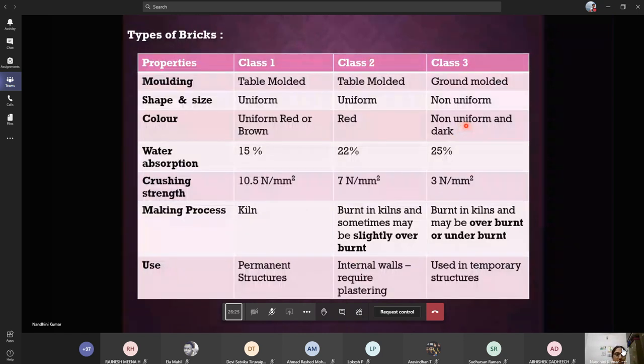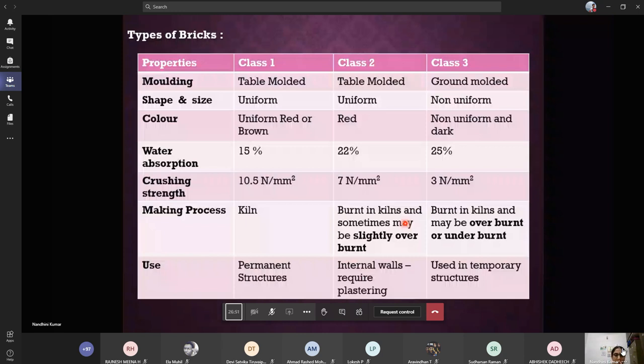The water absorption is 15 percent, 22 percent, and 25 percent. The crushing strength varies: 10.5 Newton per mm squared, 7 Newton per mm squared, and 3 Newton per mm squared. The making process is clean burnt, and sometimes it varies slightly over the burnt bricks. Over-burnt or under-burnt bricks may be obtained.